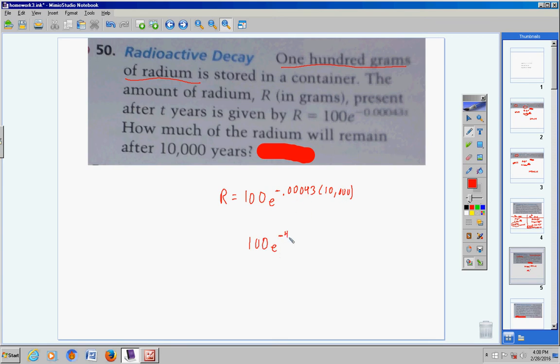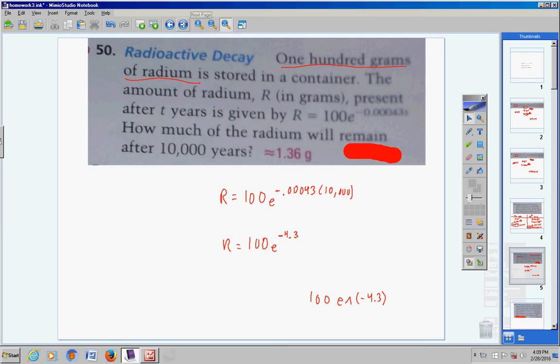Now with your calculator, type in 100, then hit your E button so this pops up, and then negative 4.3, and then close your parentheses and hit enter. You will get 1.36 grams of radium, so that's how much is left after 10,000 years. 1.36 grams of radium.